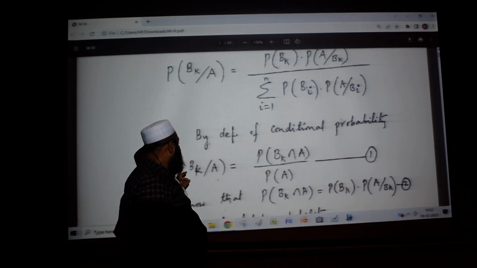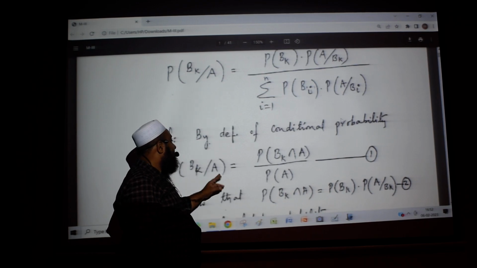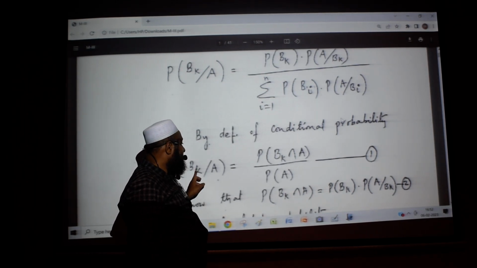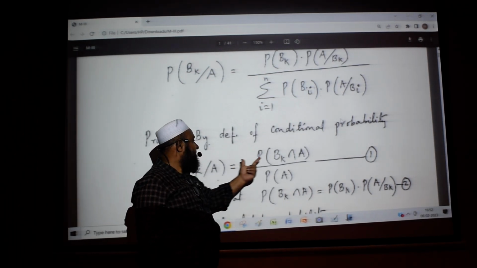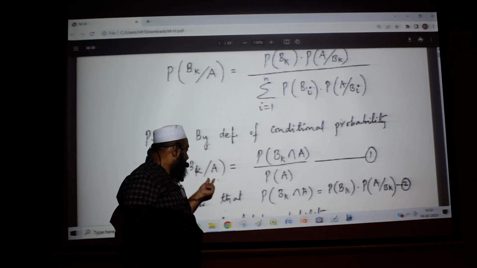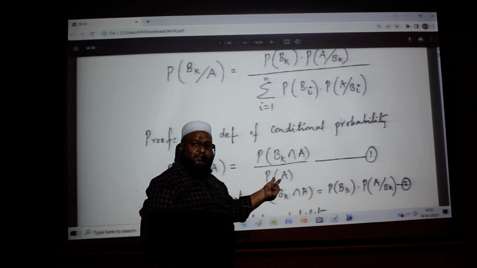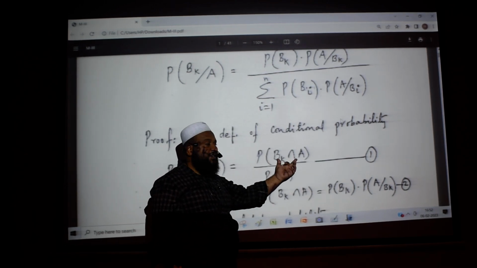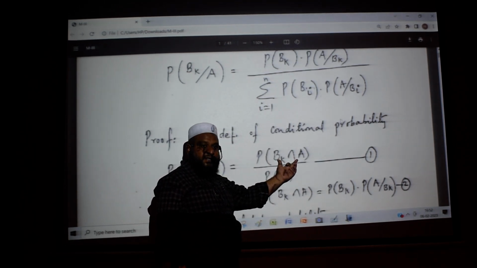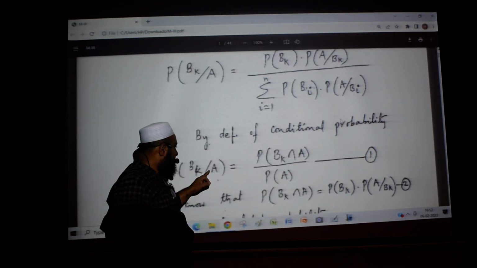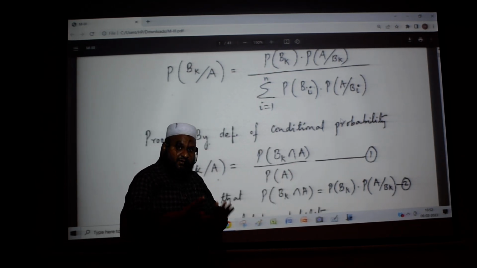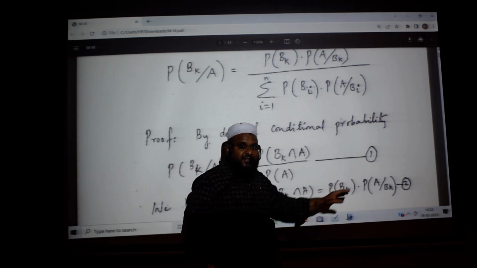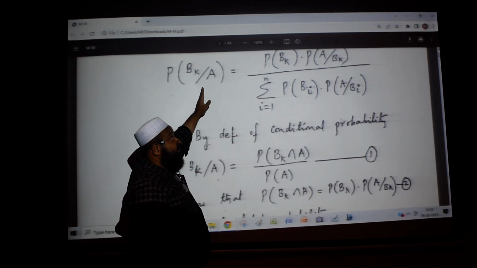What is the definition of conditional probability here? P of x by y: x intersection y comes in the numerator and that y comes in the denominator. So because it is Bk by A, the intersection of Bk and A is there, and in the denominator P of A appears. Understood up to here? That is equation number 1. This is the left side of Bayes' theorem.